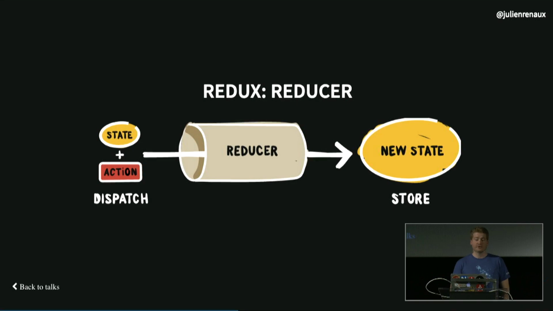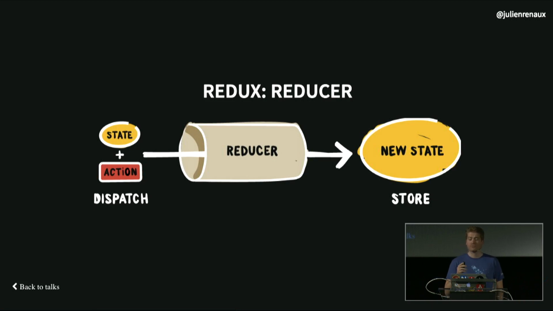So to finish on reducers, we can say that a reducer's purpose is to apply the state modification that the action is asking for. Okay, so the current state plus an action will enter the reducer, and the reducer will then apply this modification to the state, and the reducer will return a new state.